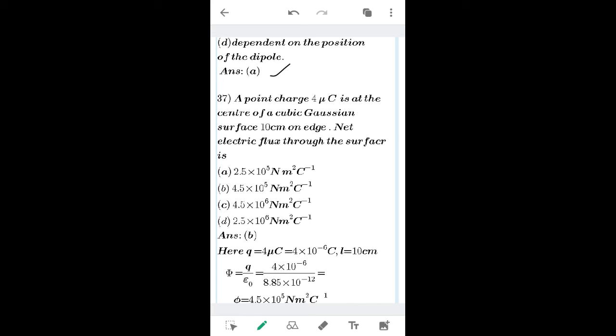So let us see. Charge is 4 microcoulomb, that is 4 into 10 raised to minus 6 coulomb. Length is given as 10 centimeter. So phi equal to flux equal to q by epsilon naught. So 4 into 10 raised to minus 6 we will write, and the value of epsilon naught is 8.85 into 10 raised to minus 12. So after dividing these two, the answer we get is 4.5 into 10 raised to 5 Newton meter square per coulomb. So the option is C. B, 10 raised to 5 it is. So B is the correct option.